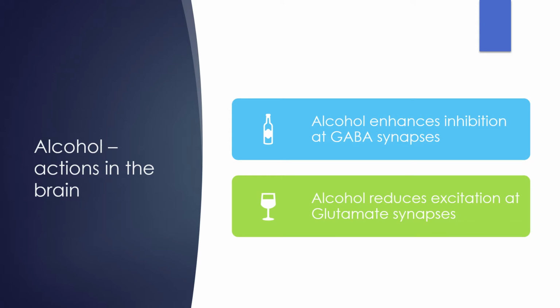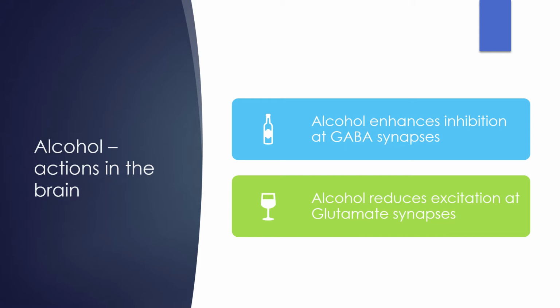Alcohol actions in the brain. Alcohol enhances inhibition of GABA synapses. Alcohol reduces excitation at glutamate synapses. We will talk about these in more detail.